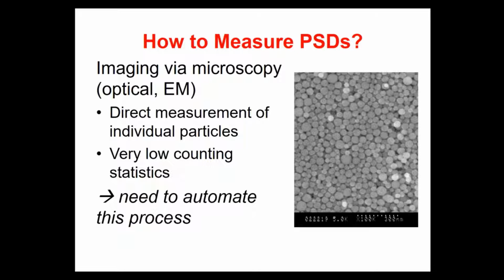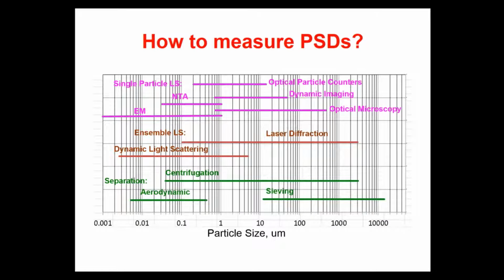Early on, it became obvious that we need to automate this process in some way. So over the years, a number of different particle size distribution measurement systems have been developed and are implemented in various laboratories. Here I've grouped them into several different groups. The top is single particle analysis using some form of light scattering or electron scattering in the case of electron microscopy. This would include things like optical microscopy, as we've noted, and extending that to automated versions of dynamic imaging and optical particle counters.